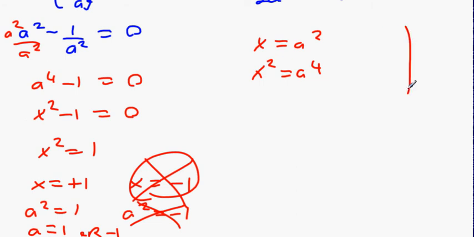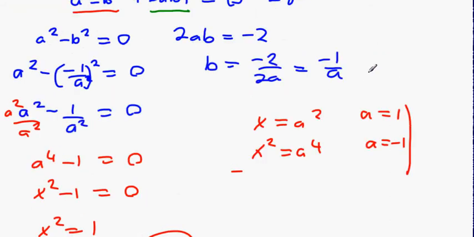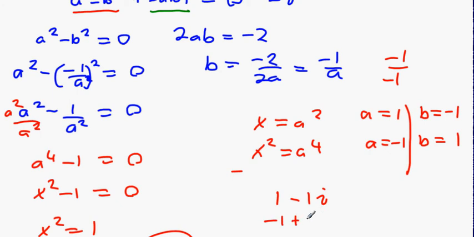So now that we know that a is 1 or minus 1, we now have to figure out what b is. b is 1 over a, so 1 over 1 gives me 1. And when a is minus 1, b equals minus 1. So the two answers are 1 plus 1i or minus 1 minus 1i. Okie dokes.